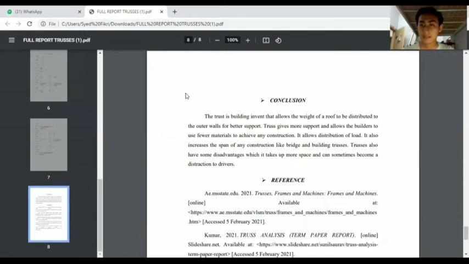The truss is a building element that allows the weight of a roof to be distributed to the outer walls for better support. Truss gives more support and allows the builders to use favored materials to achieve any construction. It allows distribution of load. It also increases the span of any construction like bridges and building trusses. Trusses also have some disadvantages, which is that they take up more space and can sometimes become a distraction to drivers.